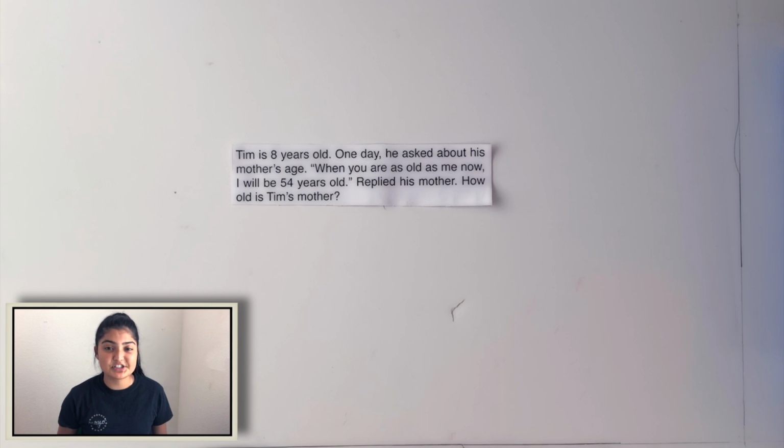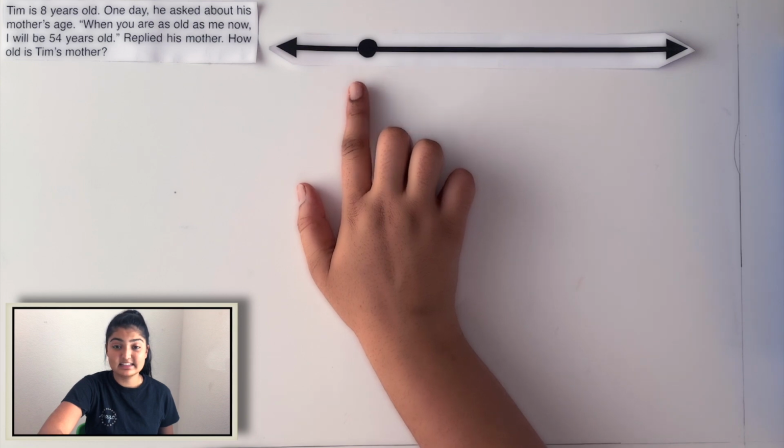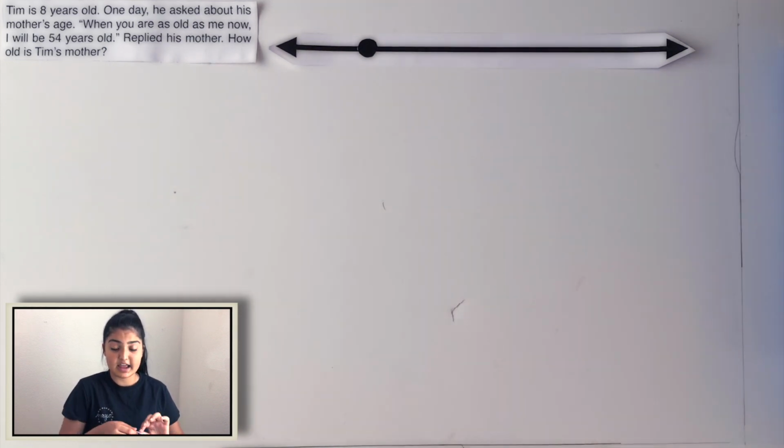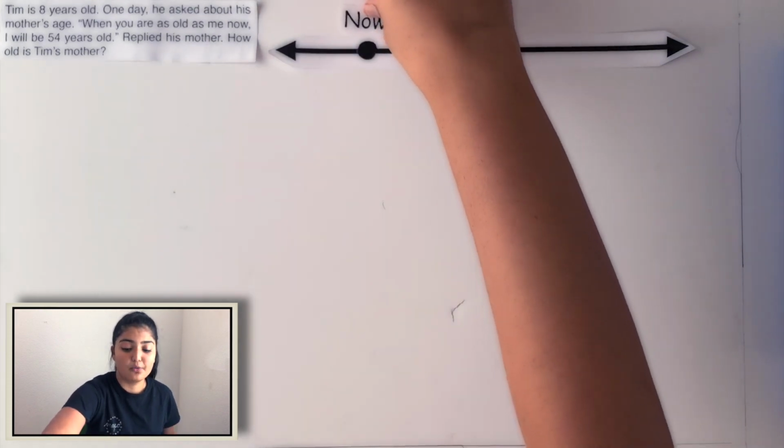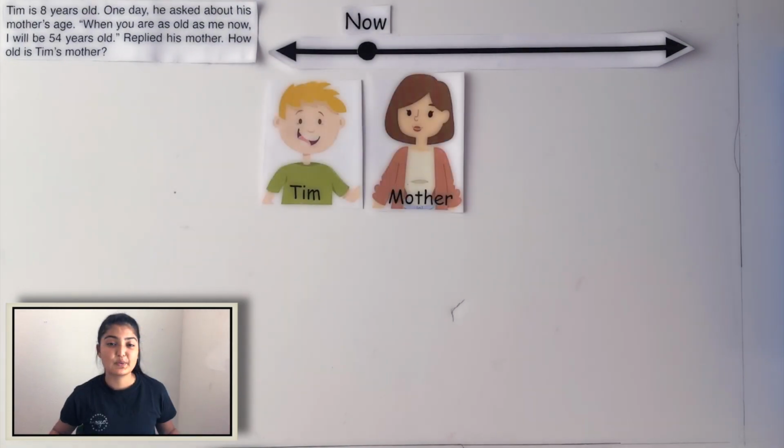Now, this question may seem a little complicated, but to understand it better, let's put it on a timeline. Let's say that this point on our timeline represents the time now. So let's put Tim and his mother on this timeline. Well, how old are Tim and his mother?